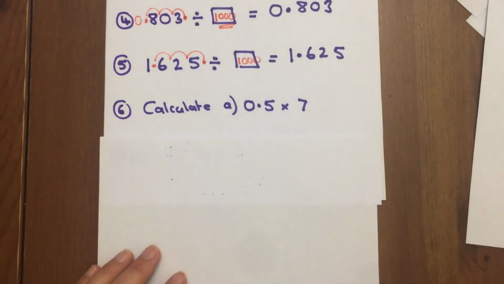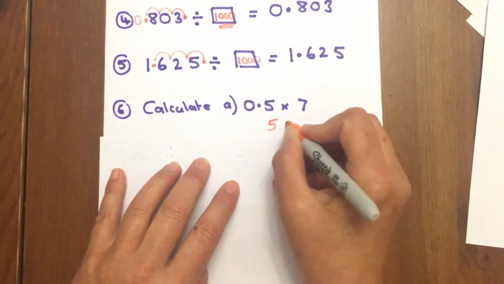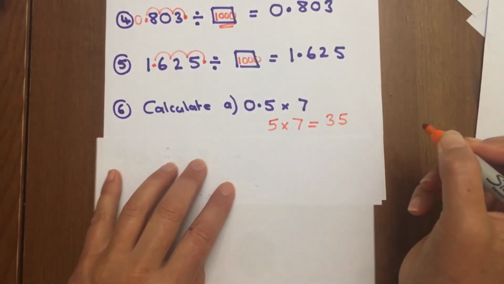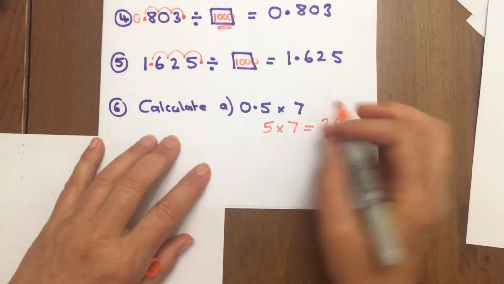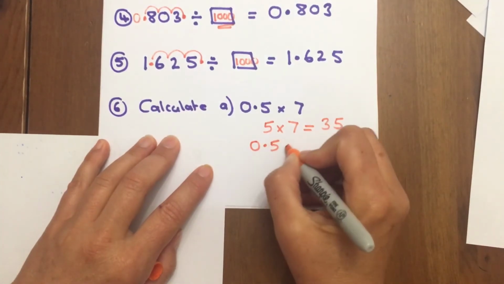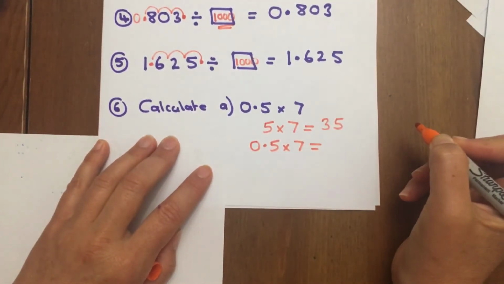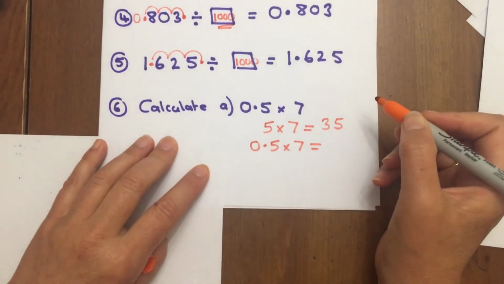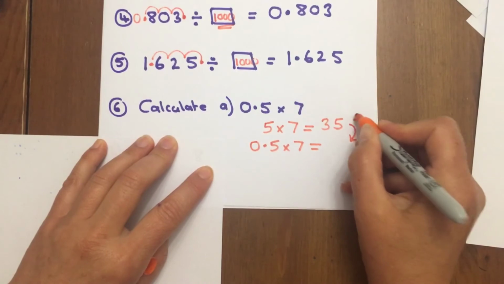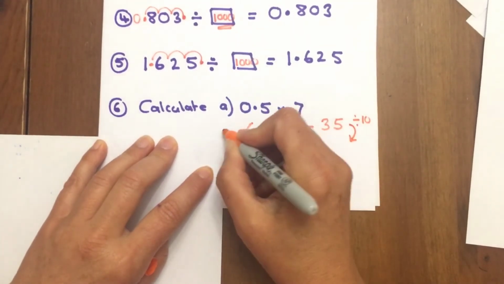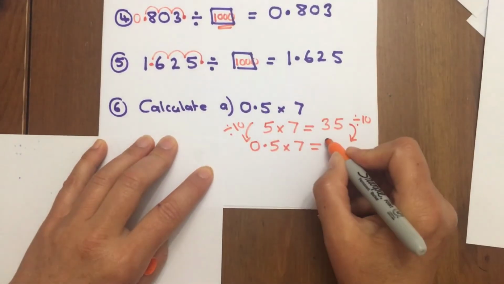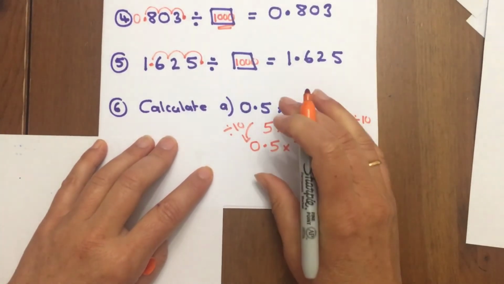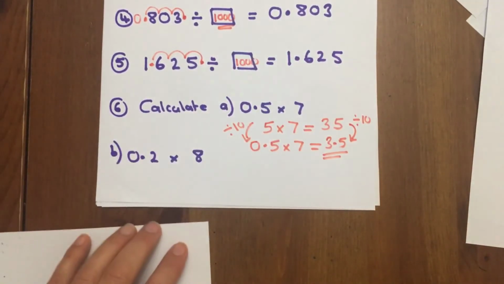Okay, right, to do this one, how I taught you in lessons, you do 5 times 7 is 35. But you're not doing 5 times 7, you're doing 0.5 times 7. So 0.5 is 10 times smaller than 5. So I've got to divide my answer by 10. So I get 3.5. Write it in your book, it will help you for tomorrow.